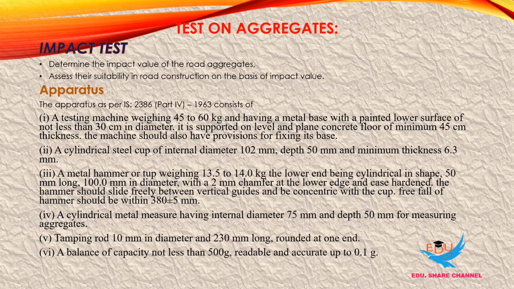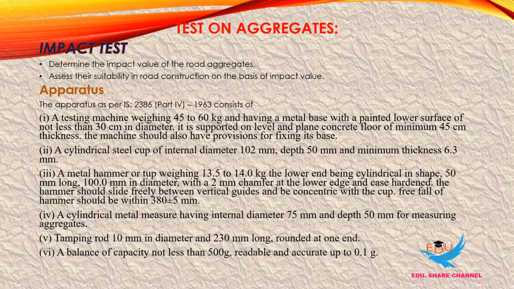2. A cylindrical steel cup of internal diameter 102 mm, depth 50 mm and minimum thickness 6.3 mm. 3. A metal hammer or tup weighing 13.5 to 14.0 kg, the lower end being cylindrical in shape, 50 mm long, 100.0 mm in diameter, with a 2 mm chamfer at the lower edge and case hardened. The hammer should slide freely between vertical guides and be concentric with the cup. Free fall of hammer should be within 380 ± 5 mm.